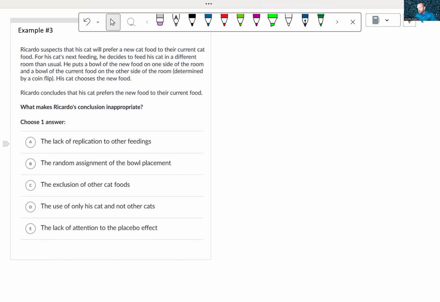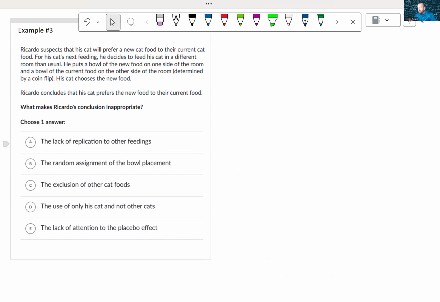So this says, what makes Ricardo's conclusion inappropriate? Let's think about it for a second. He did randomize what side of the room he'd put the food bowl on, but the cat might prefer one side of the room or the other side of the room. Maybe there's a large window in one room and the cat likes being by the window, or maybe it's really warm in one part of the room and the cat doesn't want to be warm. There's many different reasons for this where randomizing just might not be enough.